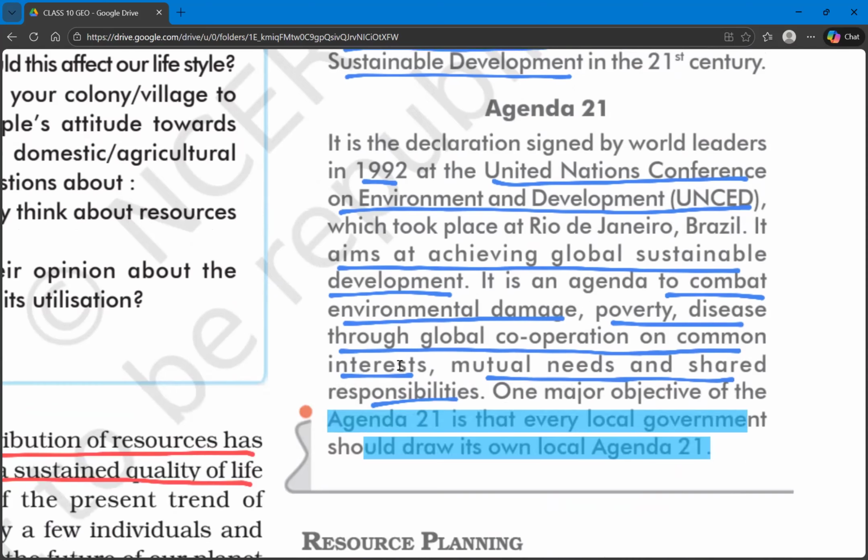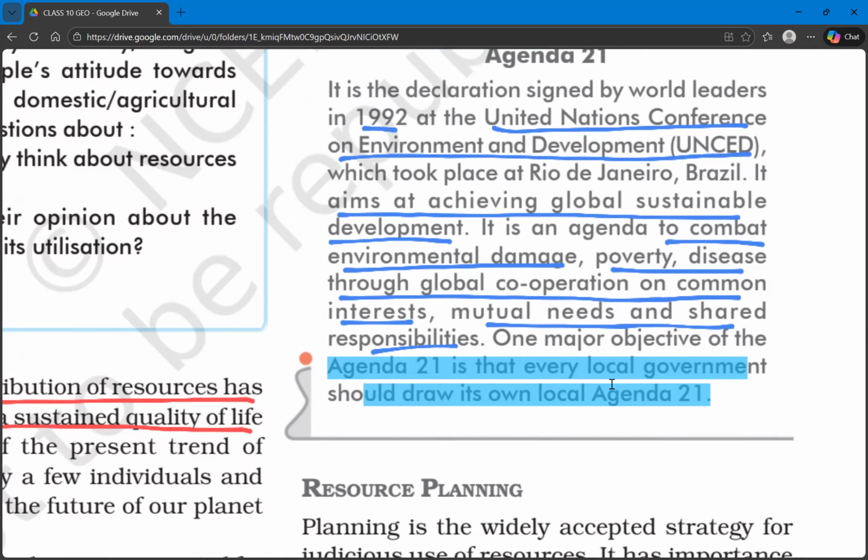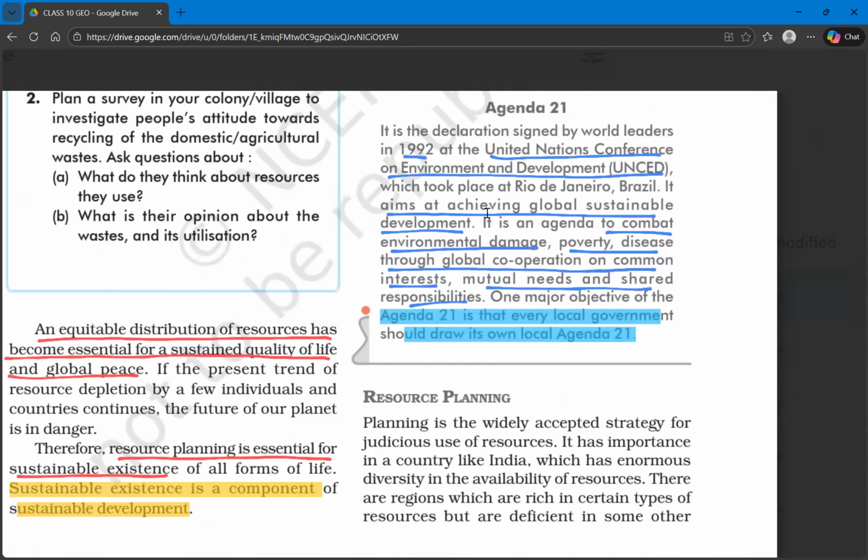What are the aims included in Agenda 21? It aims at global sustainable development. It is an agenda to combat environmental damage, poverty, and disease through global cooperation on common interests, mutual needs, and shared responsibility. So it is more like promoting cooperation among the countries to combat certain social disorders like poverty, environmental damage, and also diseases. Another major objective is that every local government should draw its own local agenda. Every local government means here the countries. So the countries should draw their own local agenda. So this is about Agenda 21 and the Rio Summit.